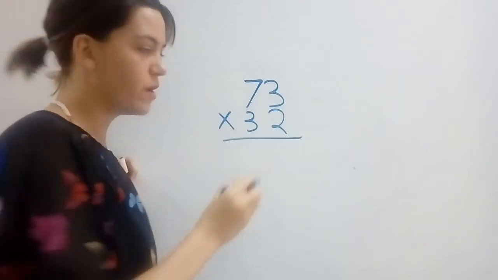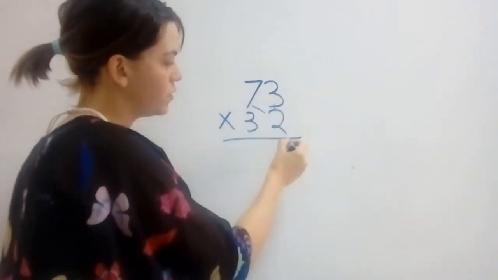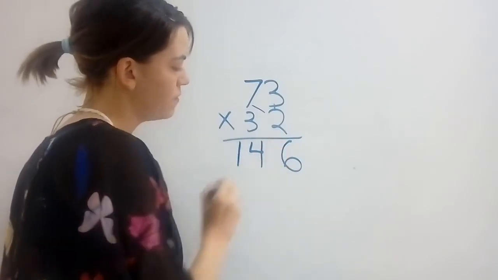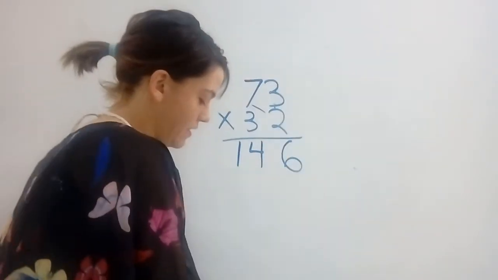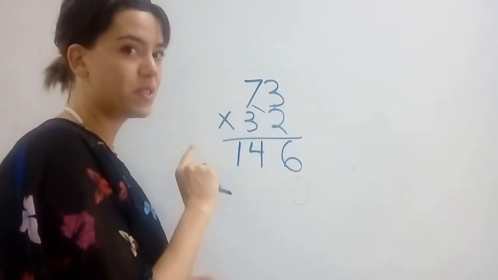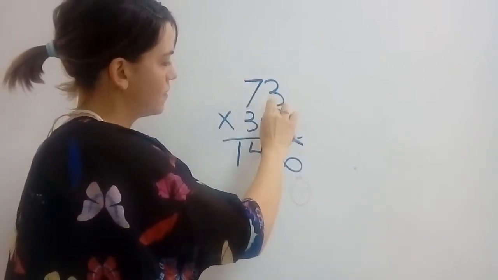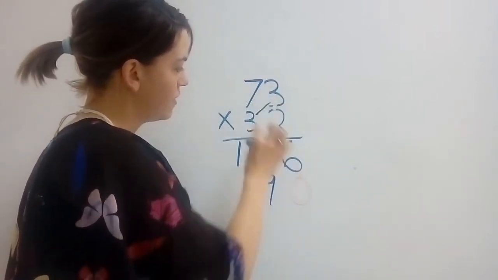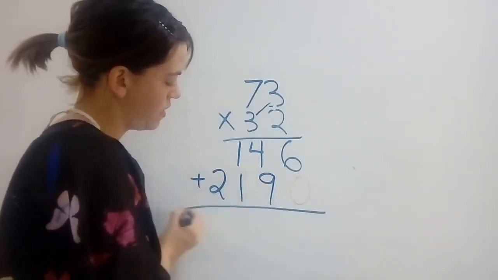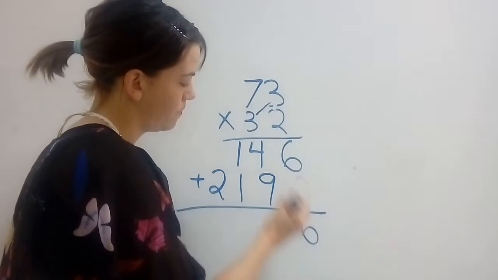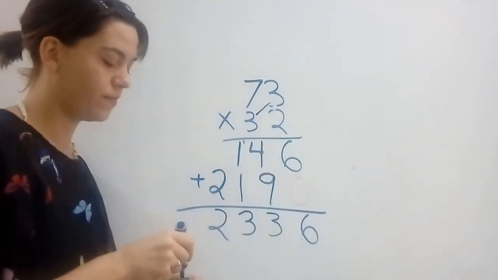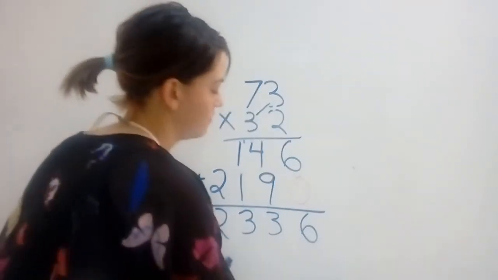73 times 32. Multiply the ones. 2 times 3, 6. 2 times 7, 14. Next step, I add the 0 again. And now I multiply my tens. 3 times 3, 9. 3 times 7, 21. Now next step, I add them. Let's do a couple more of these.